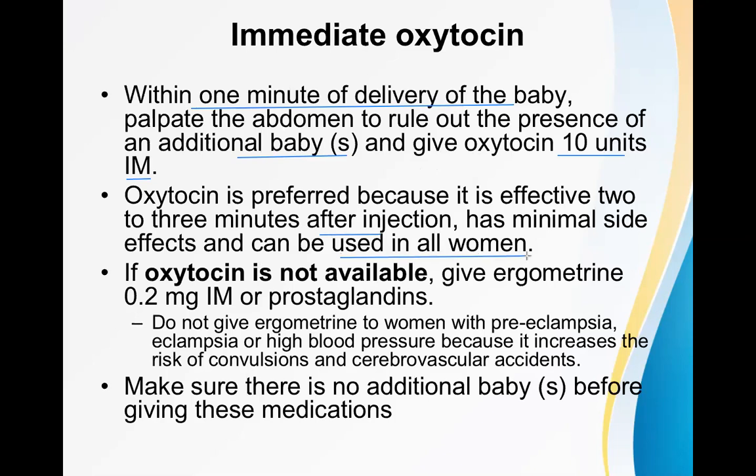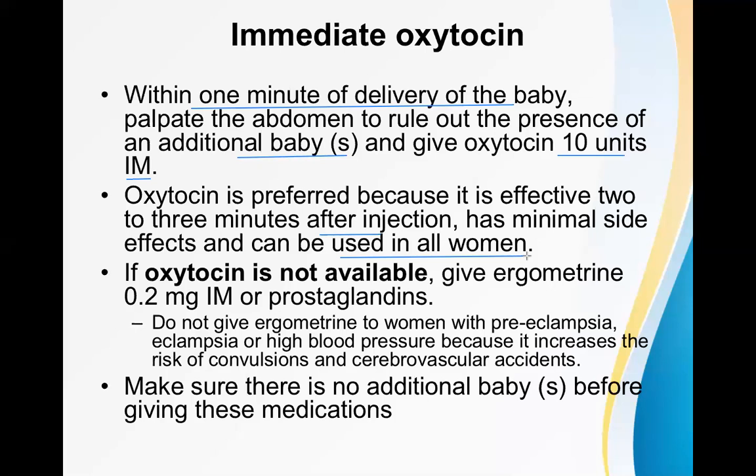Now, apart from oxytocin, we have certain other powerful drugs which will contract the uterus. What are those? Apart from oxytocin, what are the other drugs that will contract the uterus? Yes? Ergometrine, misoprostol, carbetocin, sir. Very good answer. These are different types of prostaglandins, and ergometrine. So these are some of the other drugs than oxytocin.